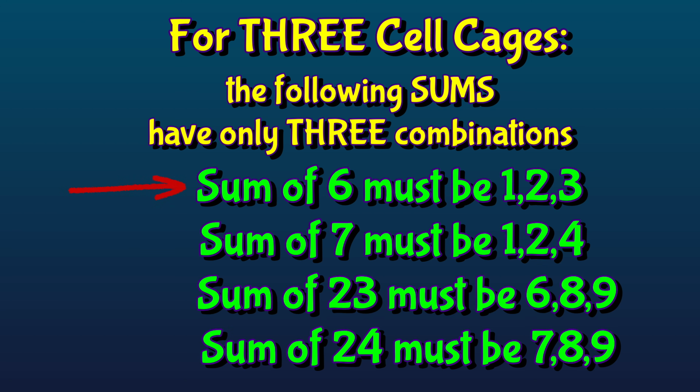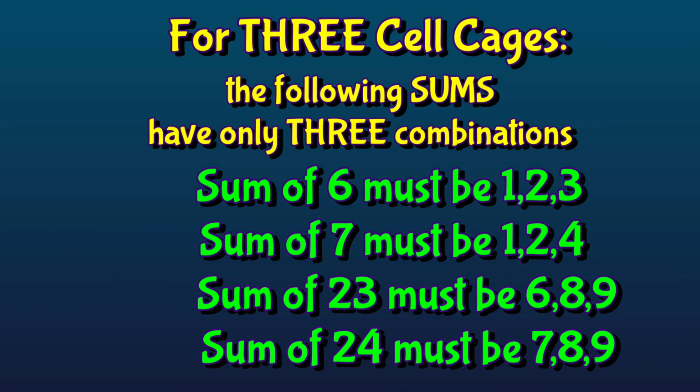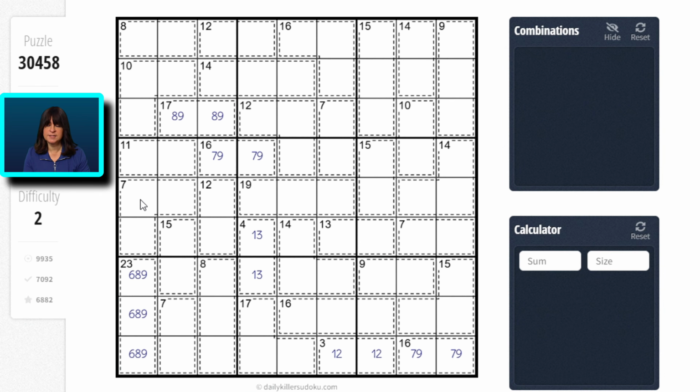6 can only be a 1, 2, or a 3. And I don't see any 3-cell cages that sum to 6. Next is 7. That can only be a 1, 2, or a 4. So here's a cage summing to 7. So I can put in these cells a 1, 2, and a 4.